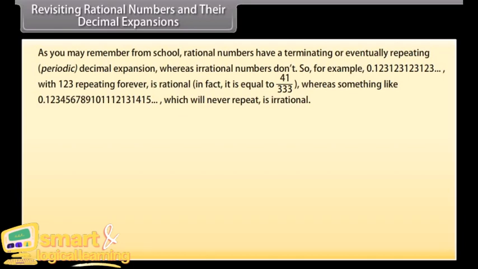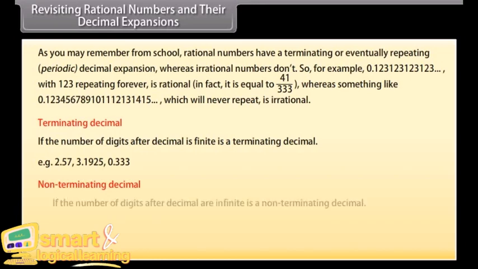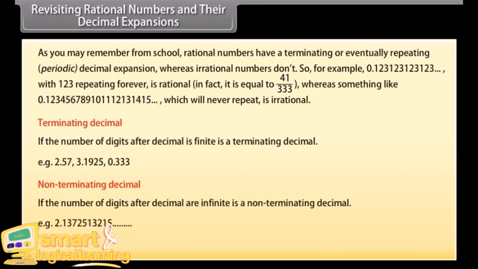Whereas something like 0.123456789101112131415, and so on, which will never repeat, is irrational. Terminating decimal: if the number of digits after the decimal is finite, it is a terminating decimal. Examples: 2.57, 3.1925. Non-terminating decimal: 0.333... If the number of digits after the decimal is infinite, then it is a non-terminating decimal.